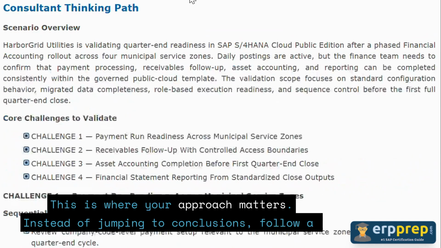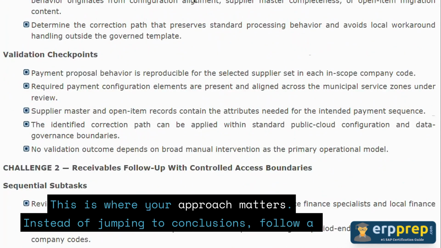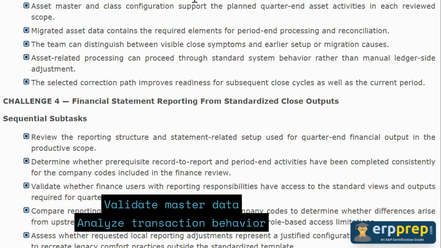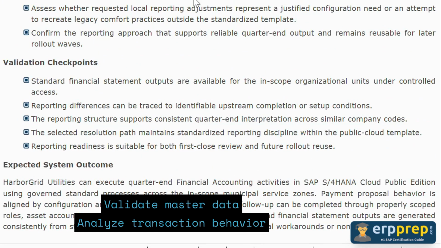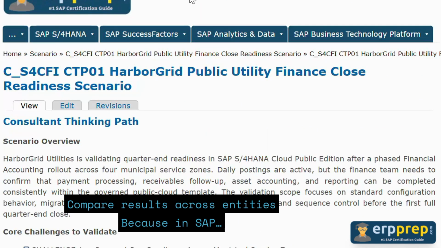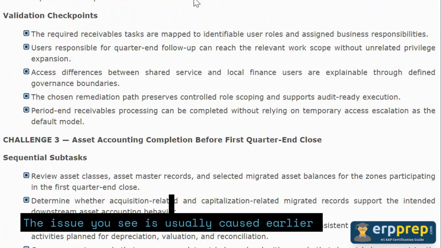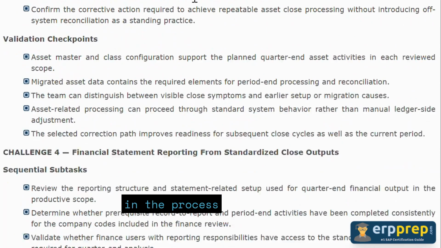This is where your approach matters. Instead of jumping to conclusions, follow a structured path. Check configuration. Validate master data. Analyze transaction behavior. Compare results across entities. Because in SAP, the issue you see is usually caused earlier in the process.